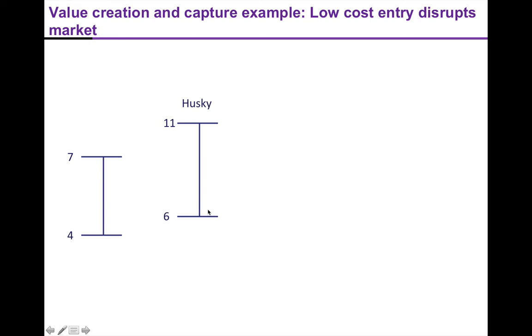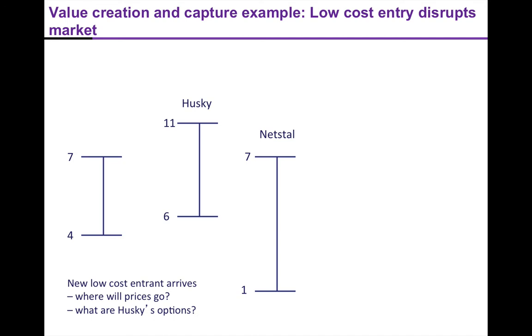Okay, now let's think about Netstal. The headline of this slide is Low Cost Entry Disrupts the Market. This is, as we talked about in class, just the same as Costco disrupting the supermarket market, the same dynamic as Netstal coming in and disrupting this market. So here let's imagine the market. Here's Husky and the next best competitor, and here comes Netstal. I'm making this very stark, where I'm saying Netstal comes in as the low-cost producer.